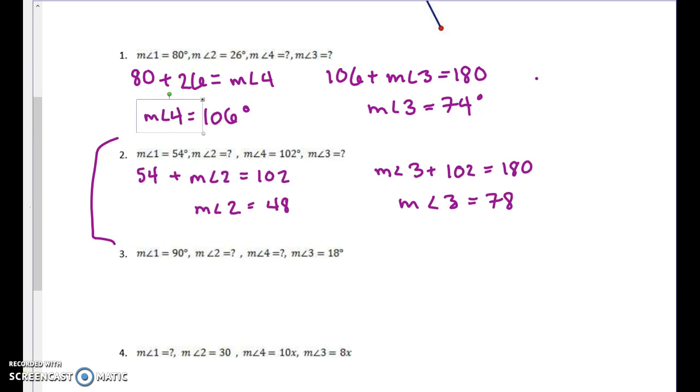Well, I know that 1 plus 2 equals 4, so I plugged in 54 for angle 1, 102 for angle 4, and I got that angle 2 is 48. I also know that angle 3 and angle 4 are linear pairs, so 3 plus 4 must equal 180. So the measure of angle 3 plus 102 equals 180, so angle 3 must equal 78. All right, guys, I now want you guys to go and do question 3 on your own.